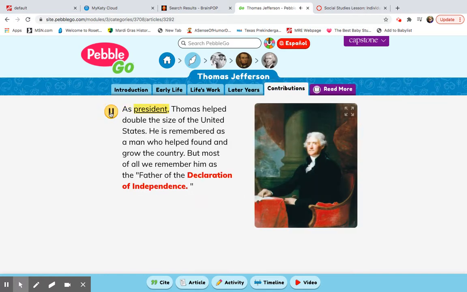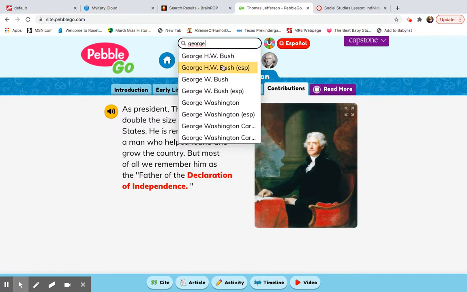As president, Thomas helped double the size of the United States. He is remembered as a man who helped found and grow the country. But most of all, we remember him as the father of the Declaration of Independence. All right, so he helped shape our country in a lot of ways. But I want you to pull out what the biggest thing is. And let's see if our next founding father has something in common.